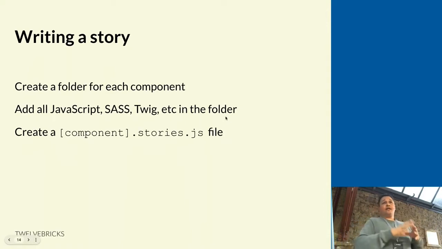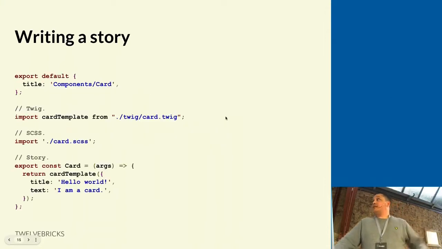So what you do is you create a specific folder for a component, for example, a teaser or a card component. Then you add your JavaScript, your Sass files, your Twig files, etc., maybe some YAML files. You put it all in that folder, and then you create the magic file, which is the stories.js file. And in that stories.js file, you actually define what the component renders. And it looks something like this. I hope it's readable for everyone, but I will make the slides available if not.